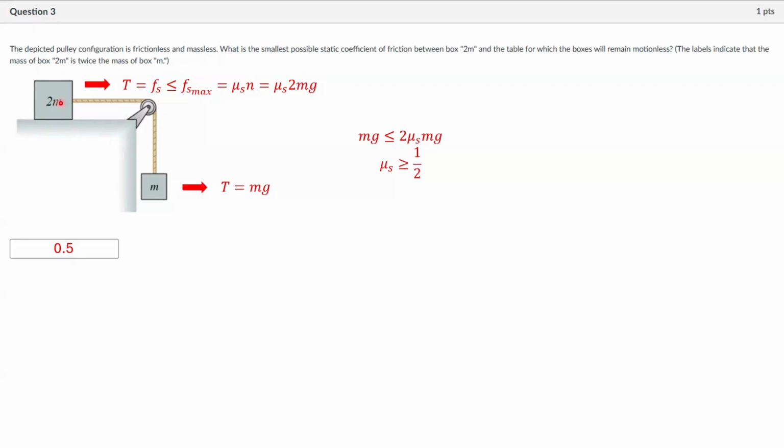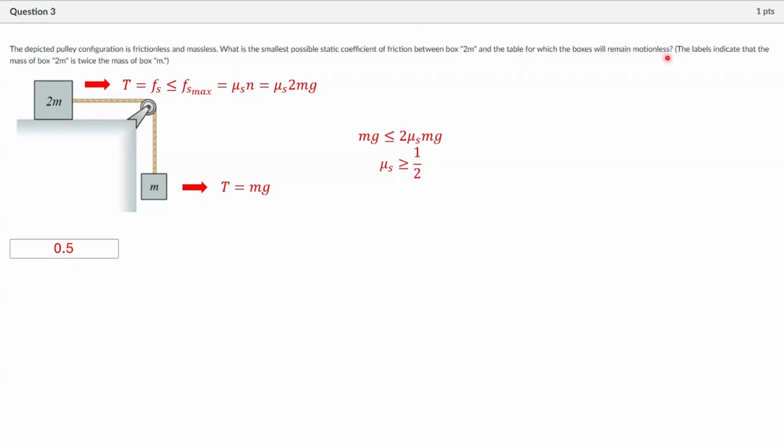We have two masses connected by a rope, and what we're told is the pulley configuration, so the rope and pulley, is frictionless and massless. So we don't have to consider the mass of the rope, we don't have to consider friction at the pulley, and we don't have to consider the mass of the pulley. Then, what is the smallest possible static coefficient of friction between box 2M and the tabletop? So definitely not frictionless, because we're solving for a coefficient of friction. Well, most likely not frictionless at least.